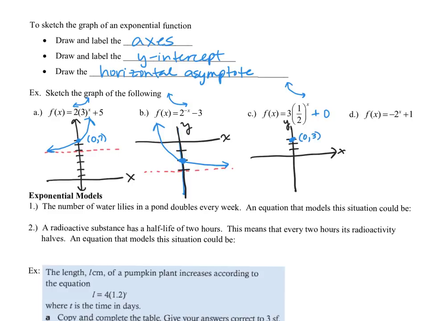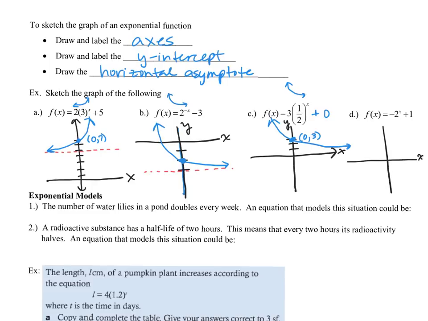Okay, and we know the general shape of the graph. So make sure it goes through that y-intercept and then gets closer and closer and closer to the x-axis without ever touching it. All right, and then our last example, f of x equals -2 to the x plus 1. So this negative out front means it's going to be flipped upside down, and then also it's going to be shifted up 1 unit.